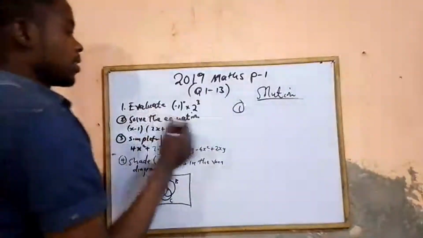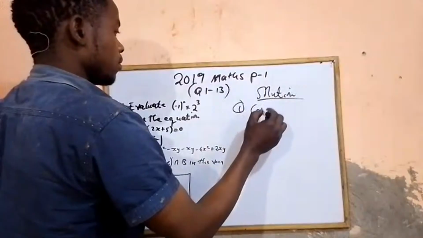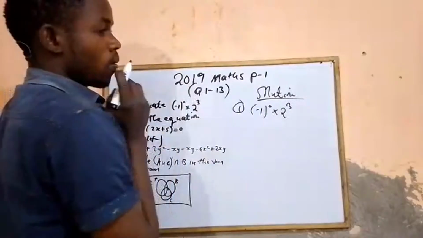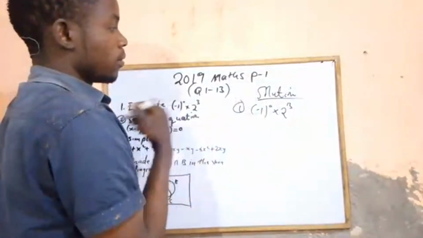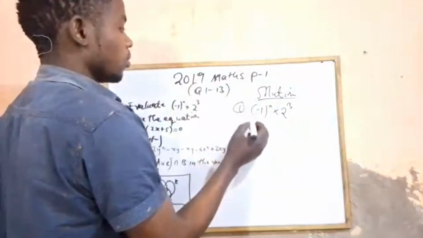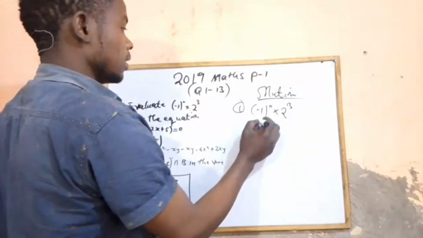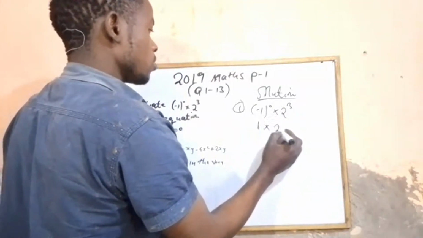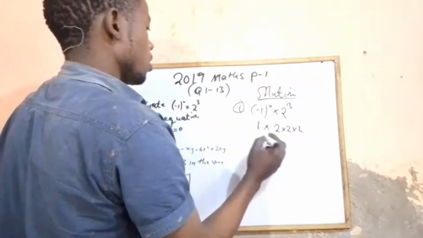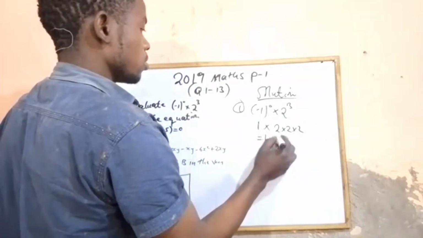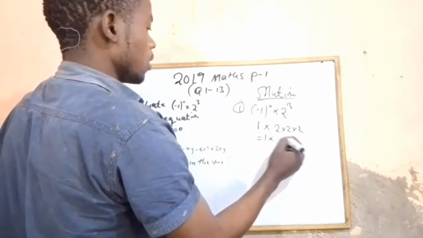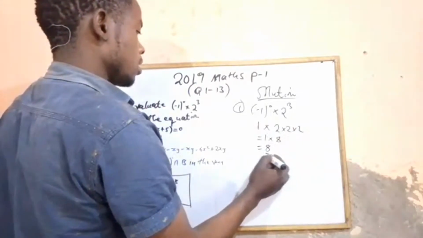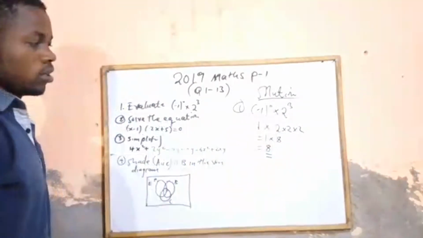Okay, so let's start. We have negative 1 to the power 0 times 2 to the power 3. You have that law: any number to the power 0 is 1. So negative 1 to the power 0 is 1. Then times 2 to the power 3, which is the same as 2 times 2 times 2, equals 1 times 2 times 2, which is 4, times 2, which is 8. So the answer for question 1 is 8. This is how we find the answer for question 1.